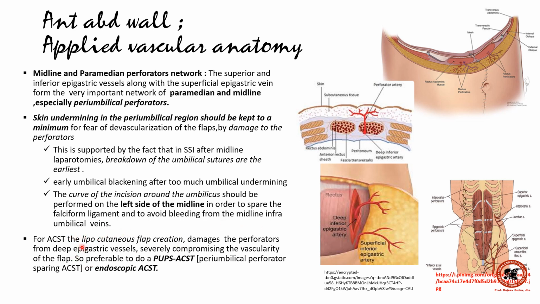For ACST, that is anterior component separation technique, you are creating a lipocutaneous flap, and damage to the perforators spells doom for this flap. And that is why what is preferable now is what is known as the periumbilical perforator sparing ACST, also known as PUPS ACST, or you can do endoscopic ACST where the perforators are not damaged to that extent.